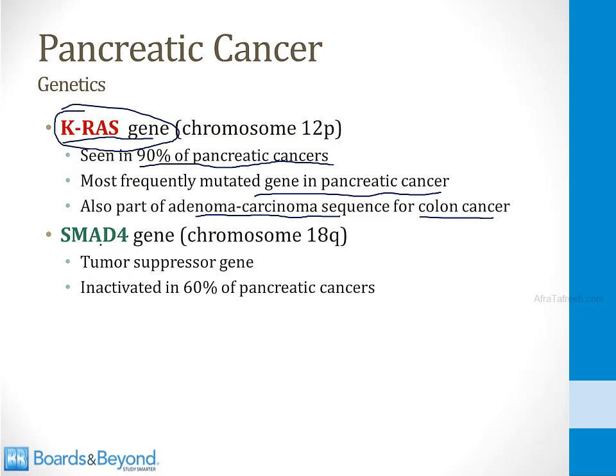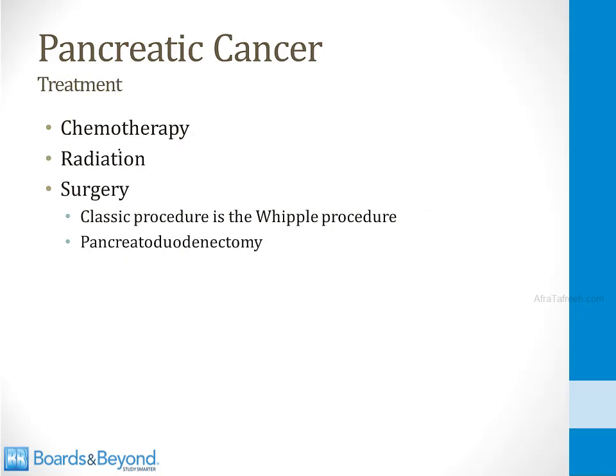A second genetic association is the SMAD4 gene on chromosome 18. This is a tumor suppressor gene, and it is inactivated in 60% of pancreatic cancers. The treatment of pancreatic cancer is complex. It may involve chemotherapy or radiation, or it may involve surgery.